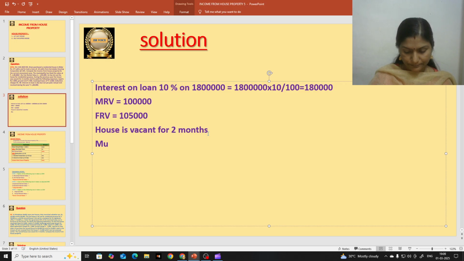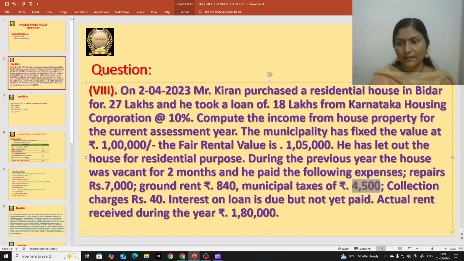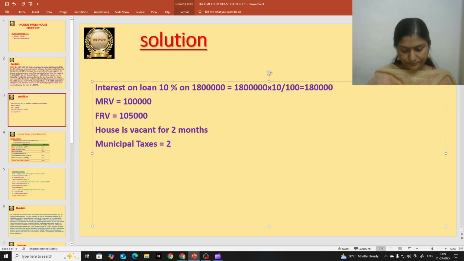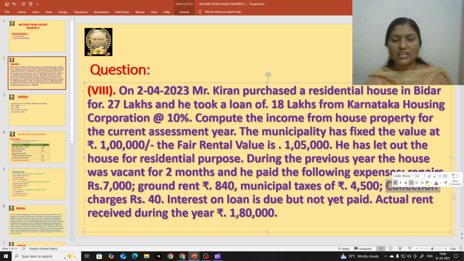Municipal taxes. So municipal taxes, how much? 4,500. You can see here it is 4,500. So let us take 4,500 here. Okay, and next collection charges. Collection charges 40 rupees. So do we take anywhere? No, we don't take anywhere.